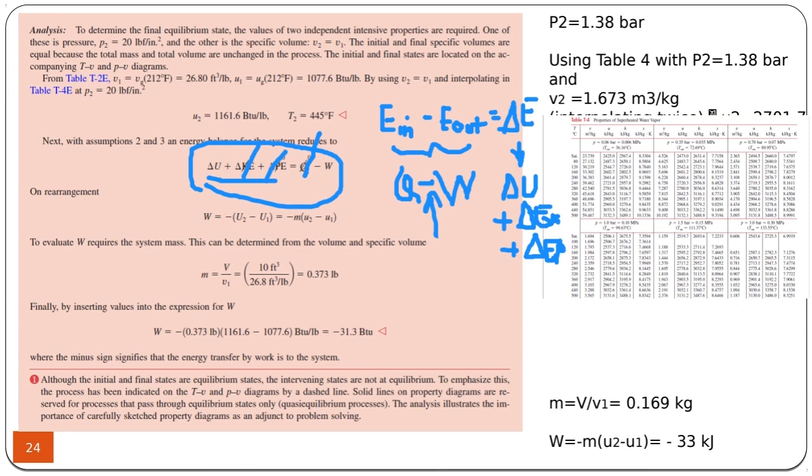First of all, you need to calculate the mass inside the tank. So the mass inside the tank is 0.17 kilograms, so that the work, which is equal to change in the internal energy, is U2 minus U1 with a minus sign on it. So you get a work of minus 33 kilojoules. It means that it's minus because the surrounding does work on the system. That's why you have a minus sign.